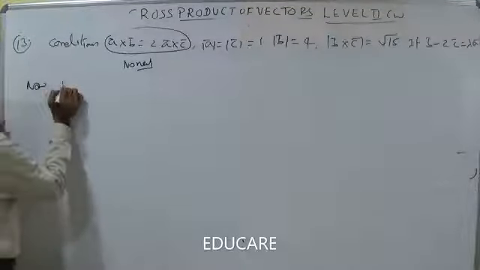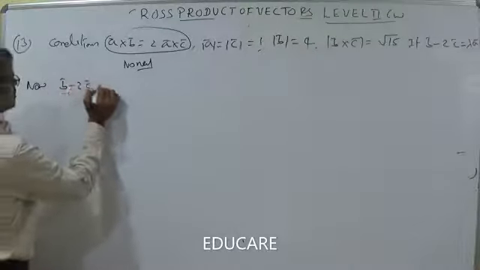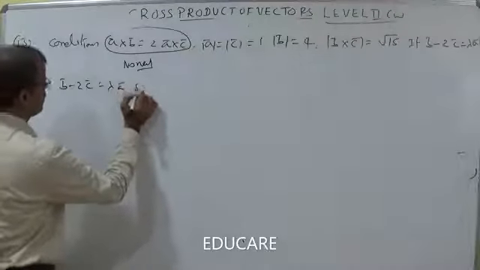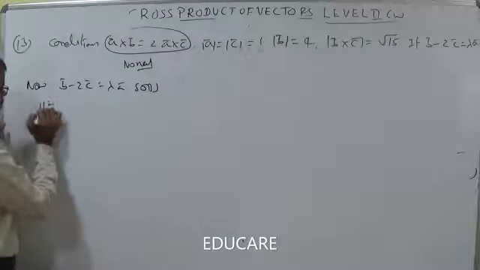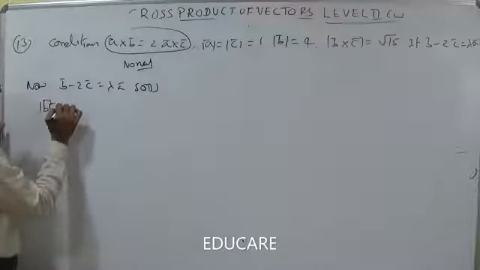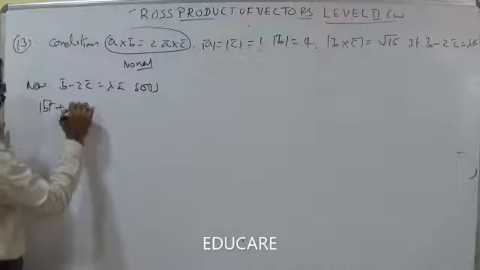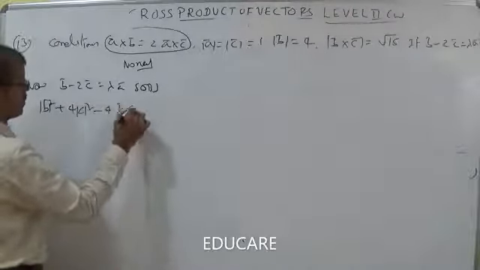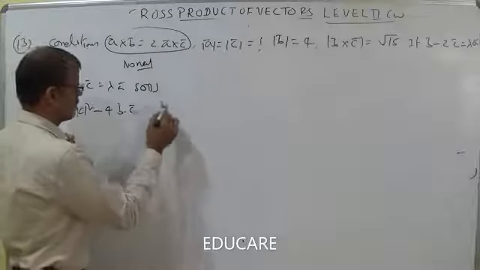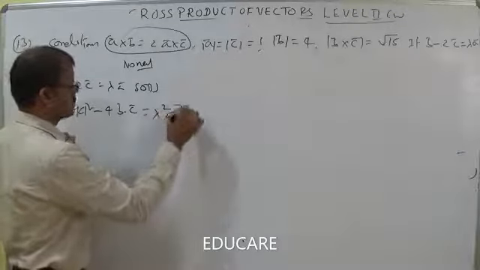Now consider B bar minus 2C bar is equal to lambda A bar, squaring on both sides. Then it can be written as modulus of B square plus 4 into modulus of C square minus 4 B bar dot C bar is equal to lambda square A square.